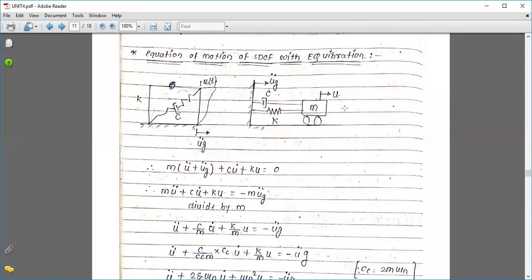Which is the Duhamel's integral term? 1 upon m omega n into the integration from 0 to tau of f of tau into sine of omega n (t minus tau) into d tau. That is the Duhamel's integral term that we have seen for the two cases. The first one is for the constant force, and the second one is for the rectangular force.